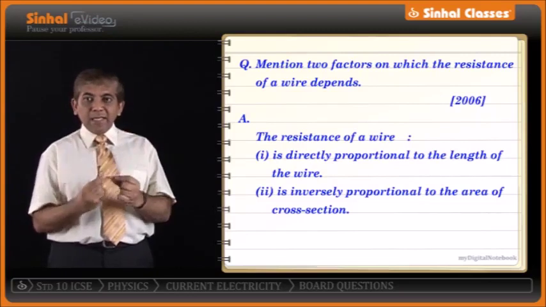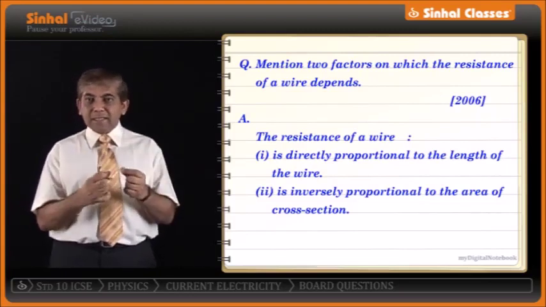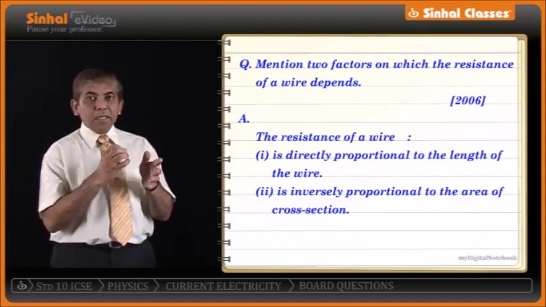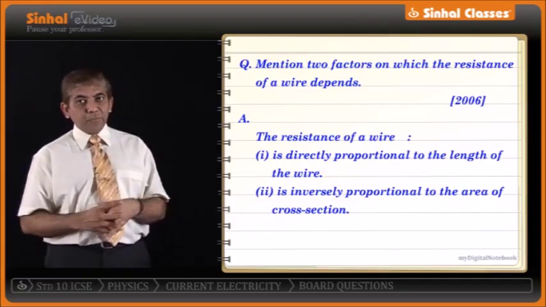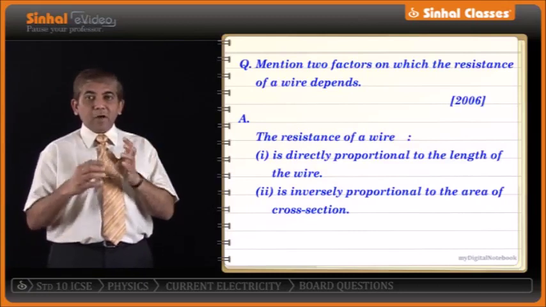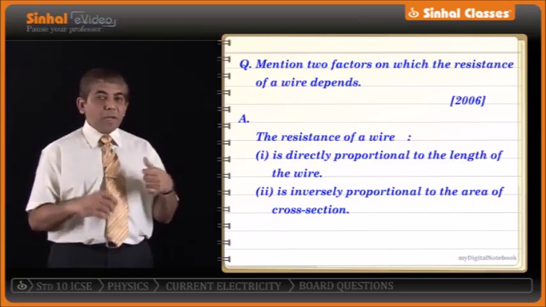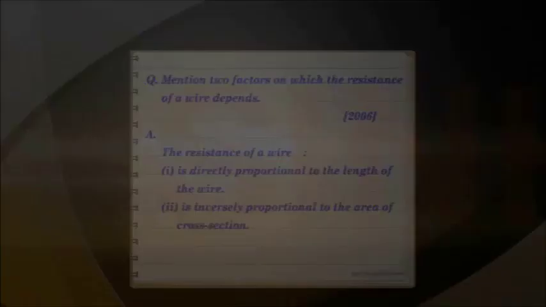However, if you have it in a condensed form, that is, the area of cross section is less, definitely the arrangement of atoms and molecules will not permit the charges to flow across. So the resistance offered in case of a thinner wire is going to be much more as compared to a thicker wire.